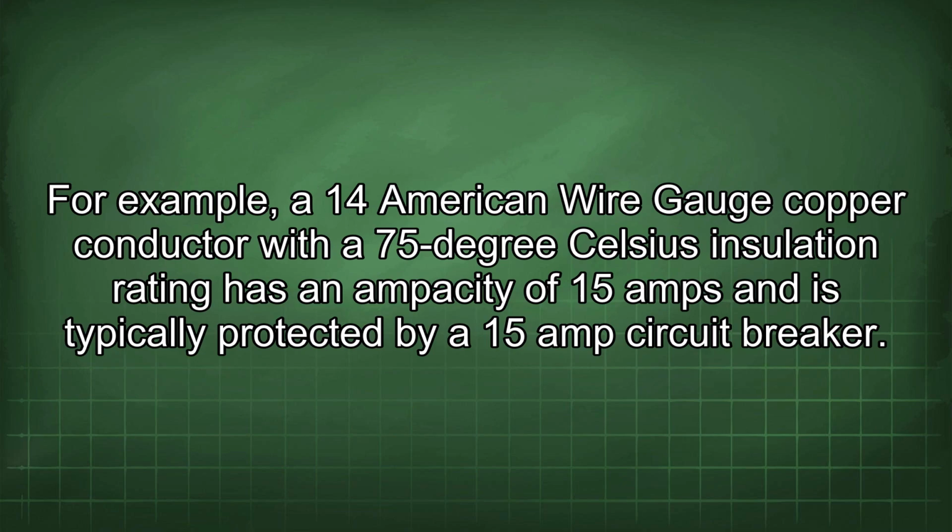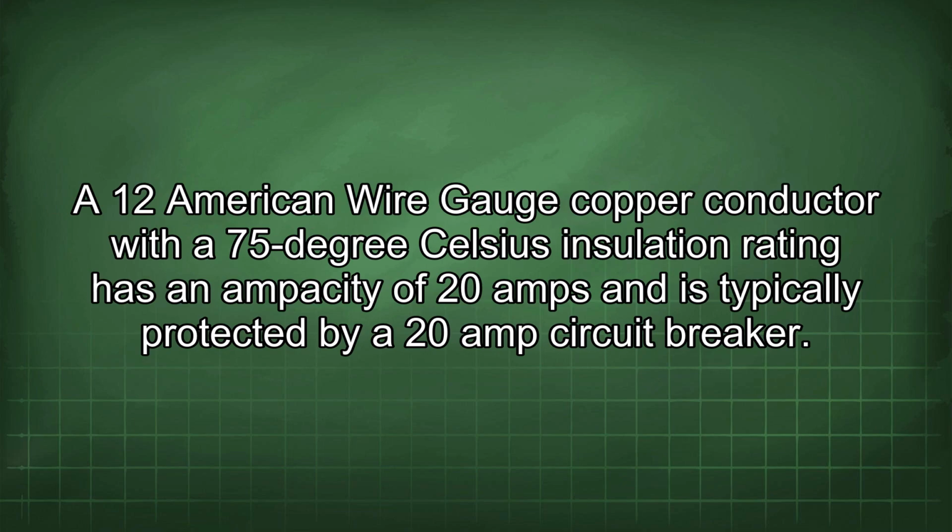For example, a 14 American wire gauge copper conductor with a 75°C insulation rating has an ampacity of 15 amps and is typically protected by a 15 amp circuit breaker. A 12 American wire gauge copper conductor with a 75°C insulation rating has an ampacity of 20 amps and is typically protected by a 20 amp circuit breaker. A 10 American wire gauge copper conductor with a 75°C insulation rating has an ampacity of 30 amps and is typically protected by a 30 amp circuit breaker.